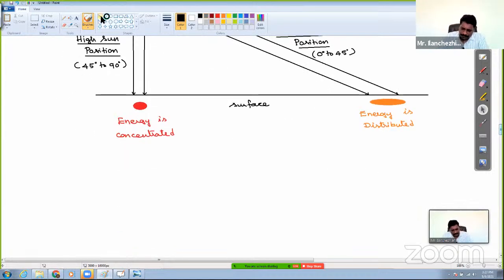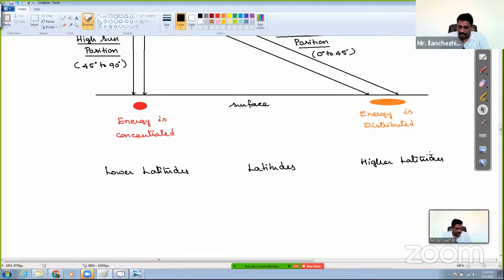Now, where can you apply this concept, I'll tell you, my friend. Throughout the year, when I talk about latitudes, lower latitudes experience this high sun position, whereas higher latitudes experience this low sun position. So that's the reason lower latitudes are always warmer and higher latitudes are always colder.